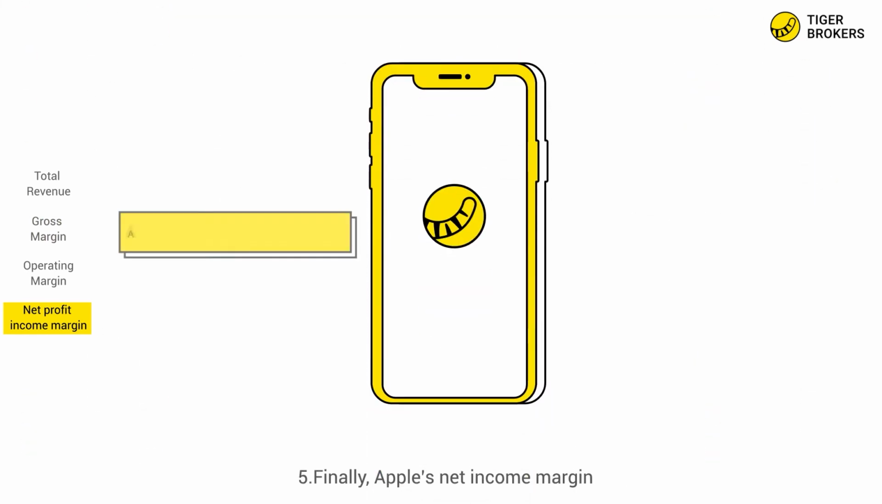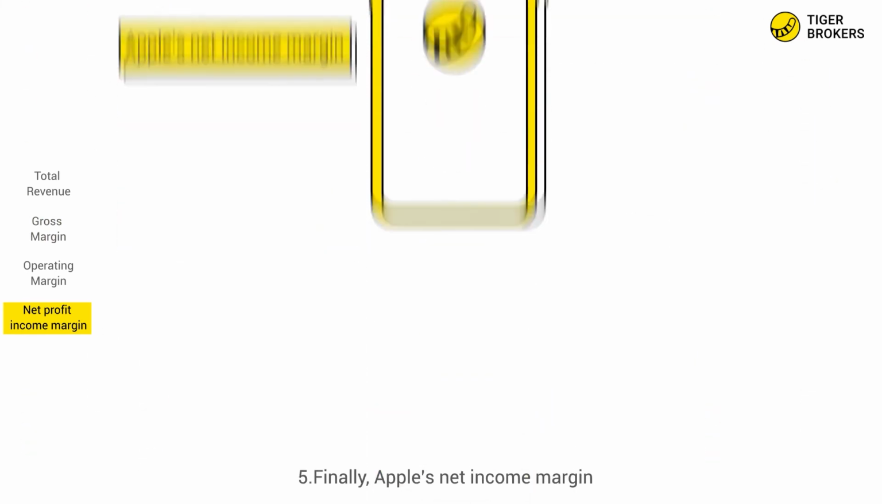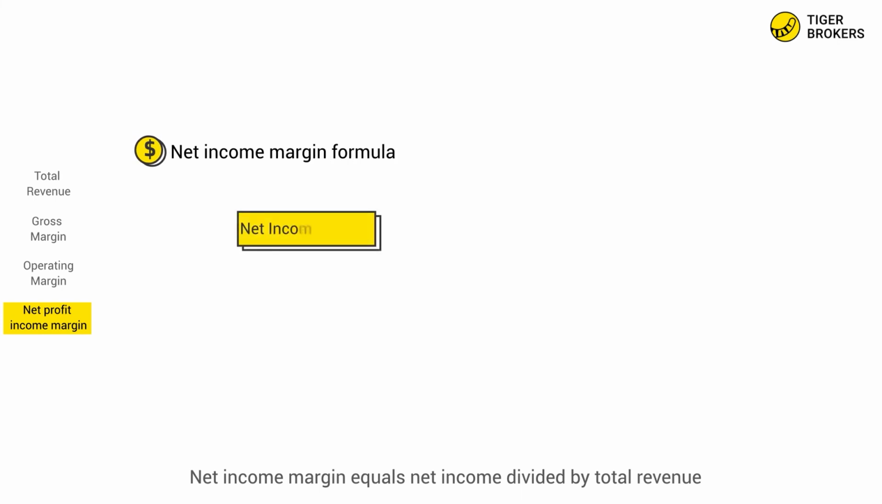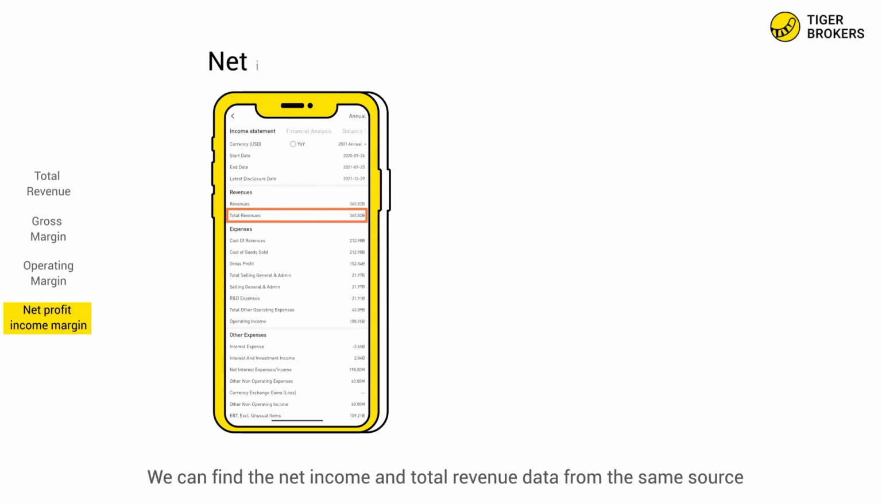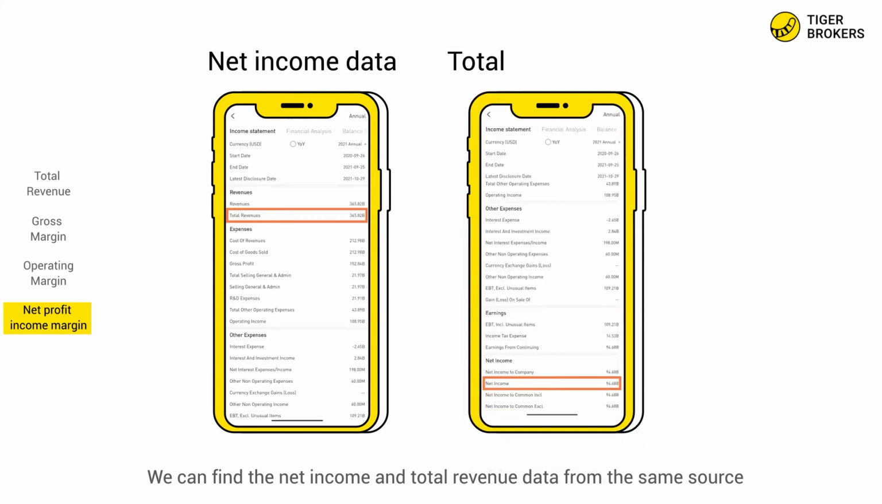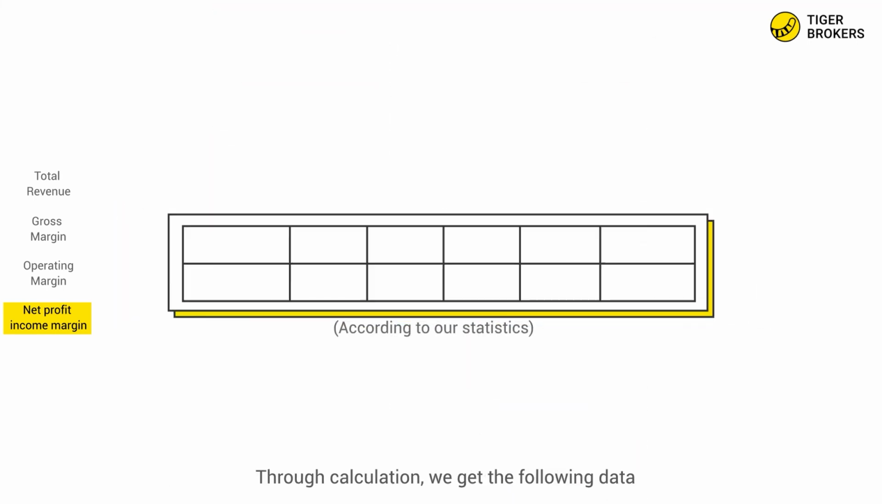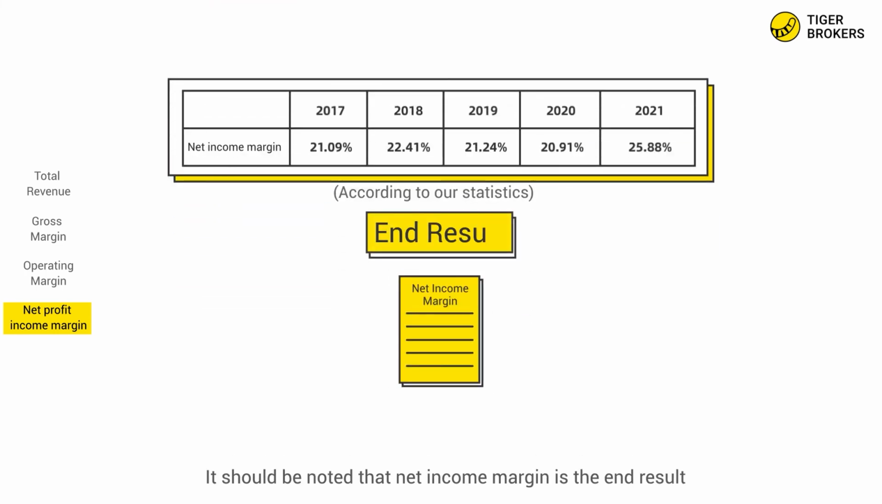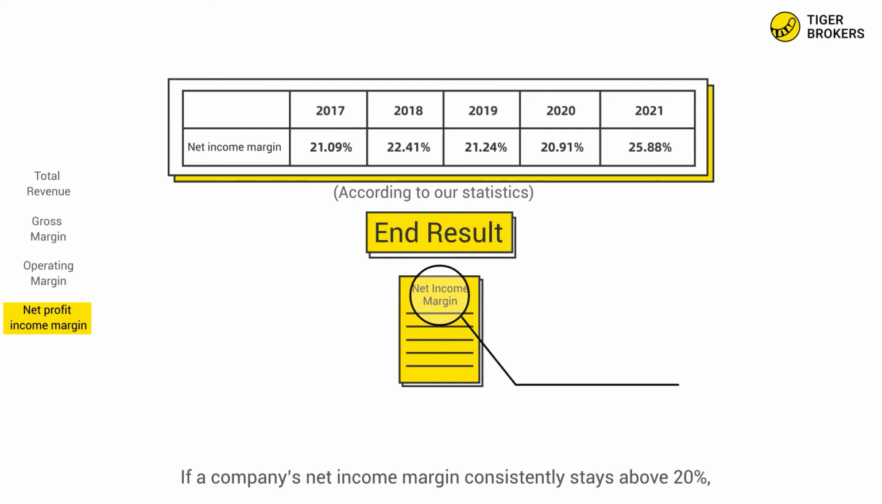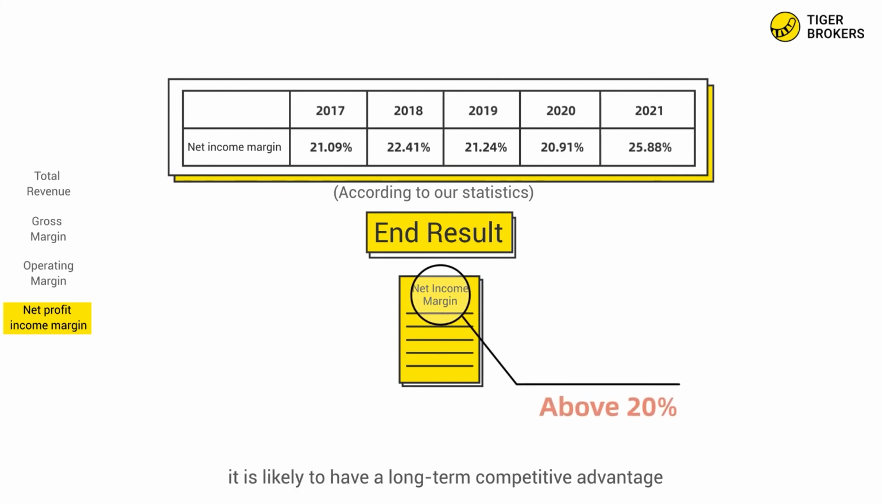5. Finally, Apple's net income margin. Net income margin equals net income divided by total revenue. We can find the net income and total revenue data from the same source. Through calculation, we get the following data. It should be noted that net income margin is the end result. If a company's net income margin consistently stays above 20%, it is likely to have a long-term competitive advantage.